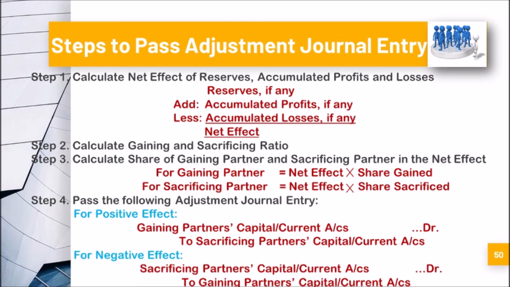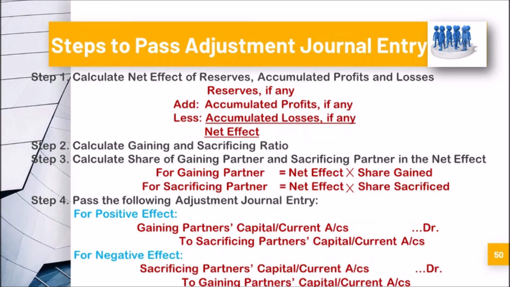Very first, we need to calculate the net effect of reserves, accumulated profits and losses. This is similar to what we did in chapter number 4. Reserves if any, add accumulated profits if any, less accumulated losses if any, and then you get the net effect. Calculate gaining and sacrificing ratio. You already know how to calculate that. Calculate the share of gaining partner and sacrificing partner in the net effect. For gaining partner, net effect multiplied by share gained. For sacrificing partner, net effect multiplied by share sacrificed.